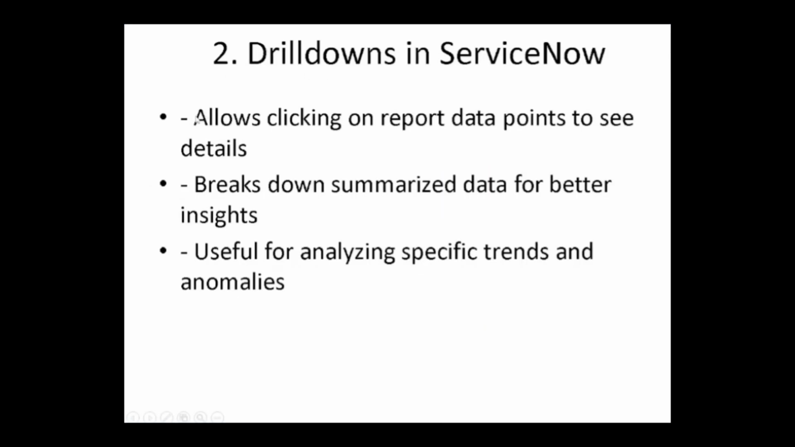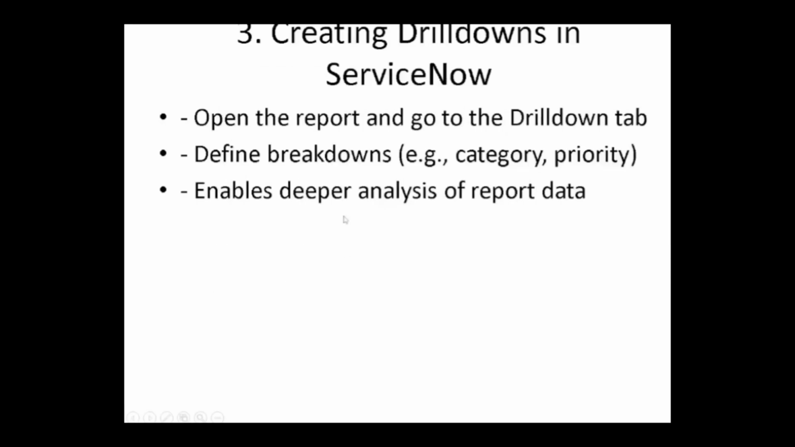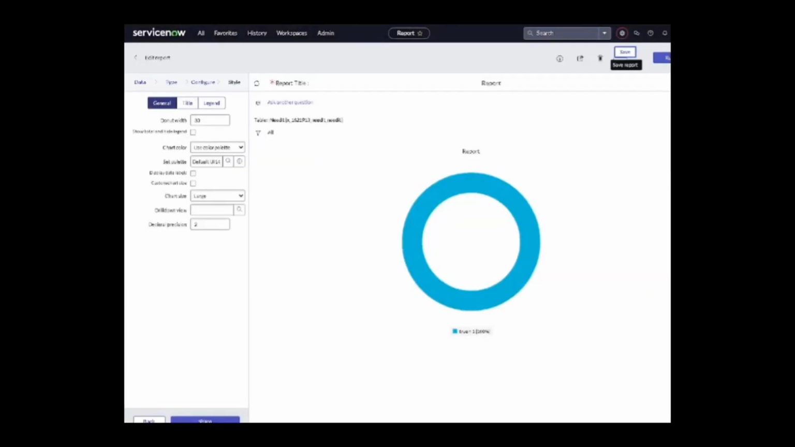Now, drill downs allow clicking on report data points to see details. They also break down summarized data for better insights, useful for analyzing specific trends and anomalies. Now, how can we create drill downs in ServiceNow? First, we open the report and go to the drill down tab. We define breakdowns, category by priority, etc. And then we enable deeper analysis of report data. Now, how can we do that?